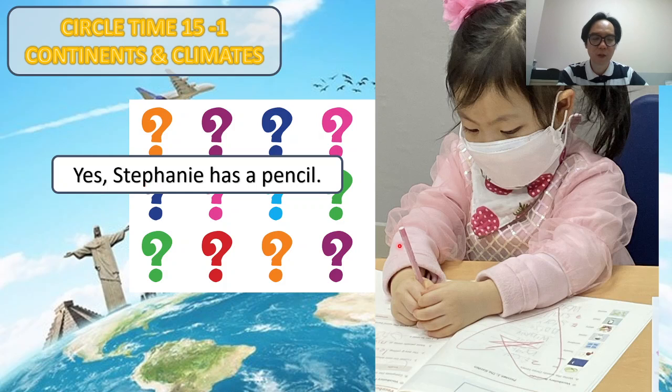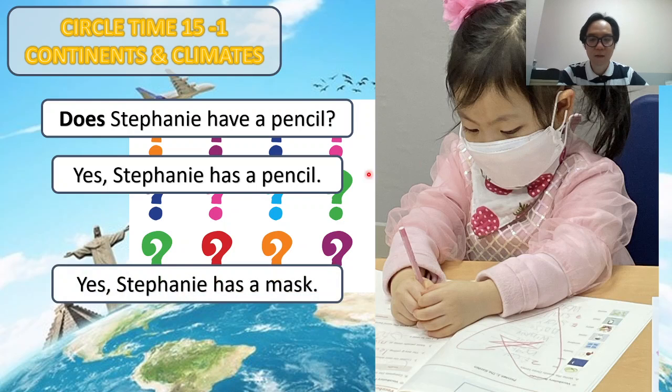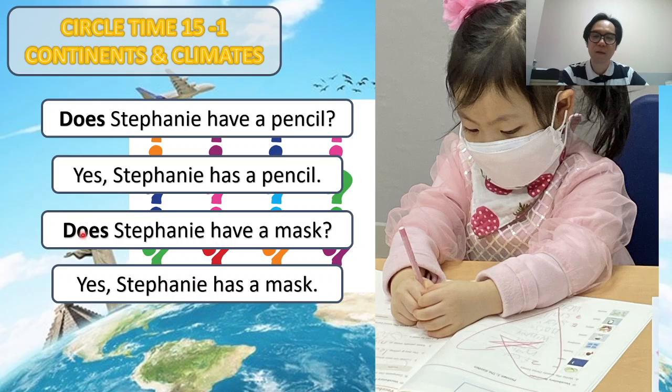Well, we want to know what she has, or if she has it. So the question would be, does Stephanie have a pencil? Does Stephanie have a pencil? And the answer is yes, she does. What's this up here? It's a mask. So we could say, yes, Stephanie has a mask. Have you already figured out what the question would be? It would be, does Stephanie have a mask?